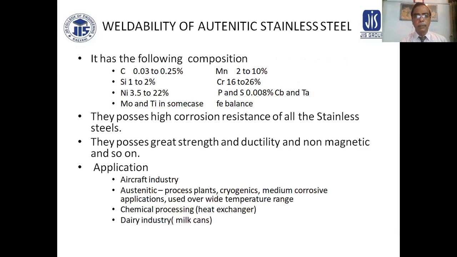Weldability of austenitic stainless steel. It has the following compositions: carbon 0.03 to 0.25%, silicon 1 to 2%, nickel 3.5 to 22%, molybdenum and titanium in some cases, manganese 2 to 5%, chromium 16 to 26%, phosphorus and sulfur 0.04, 0.08, aluminum and titanium.